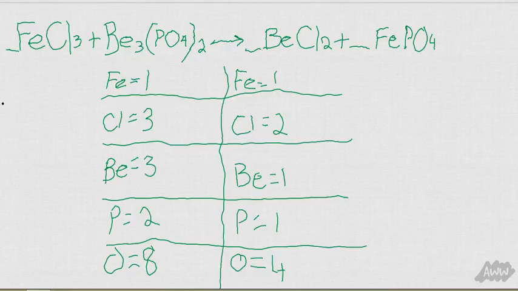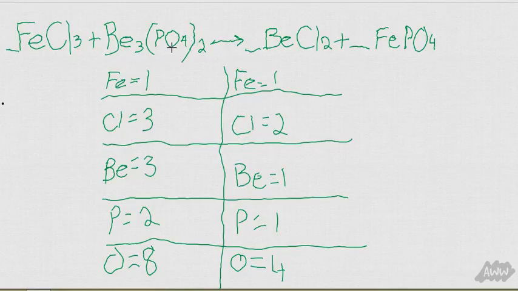So back to the parentheses, we have phosphorus and oxygen 4. What you do is you multiply the oxygen by 4, and then phosphorus you multiply by the 2 outside the parentheses, and the same with the oxygen. So now in total you have 8 oxygen and 2 phosphorus.